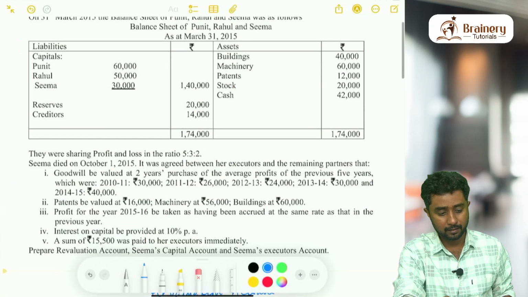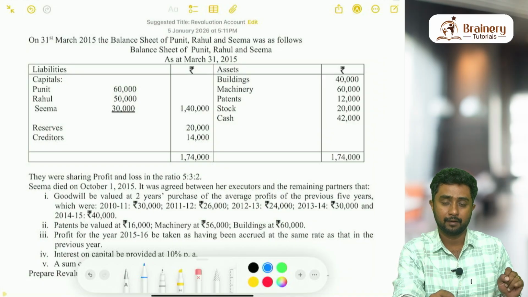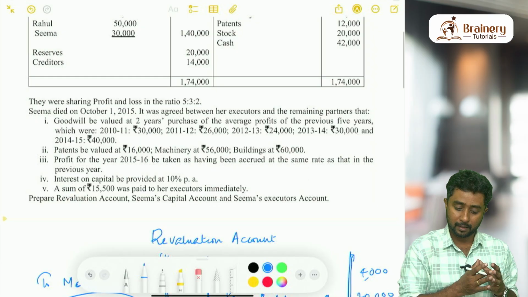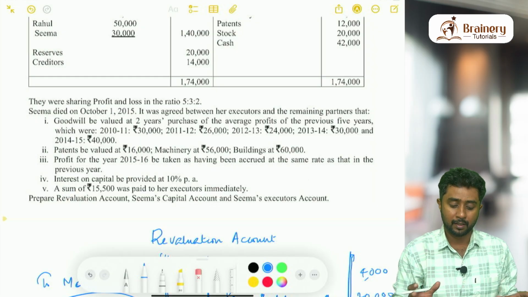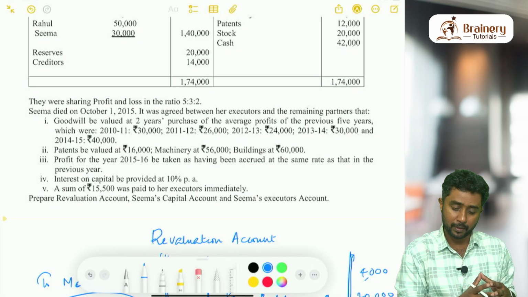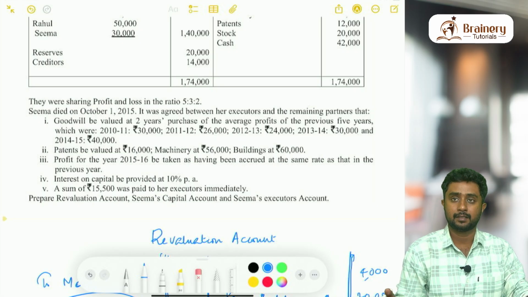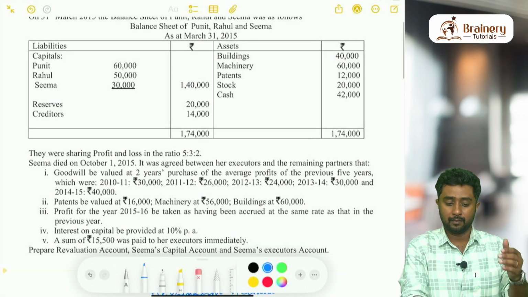So again, just to recall, first the question was all about preparing three accounts: revaluation account, partners capital account. Partners capital account means only executors, that means deceased partners capital account, then executors account. Executors account also we are not provided with all the details of payment made to the executor. Only one payment that we made to the executors is clearly given in the question. Rest of the payment related information is missing in the question. Keep that in mind. Then how did we start?